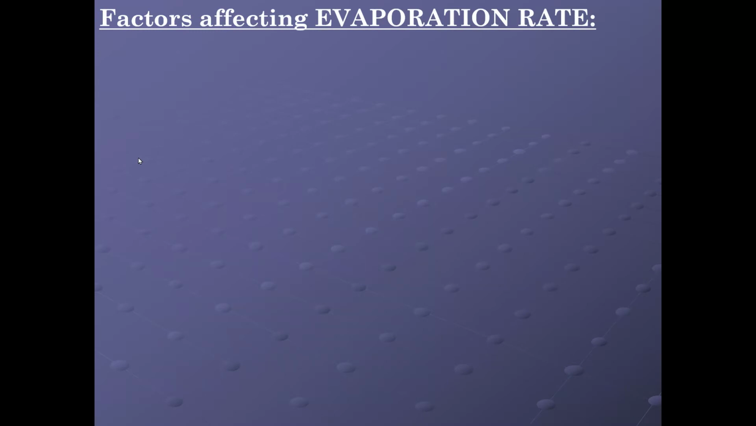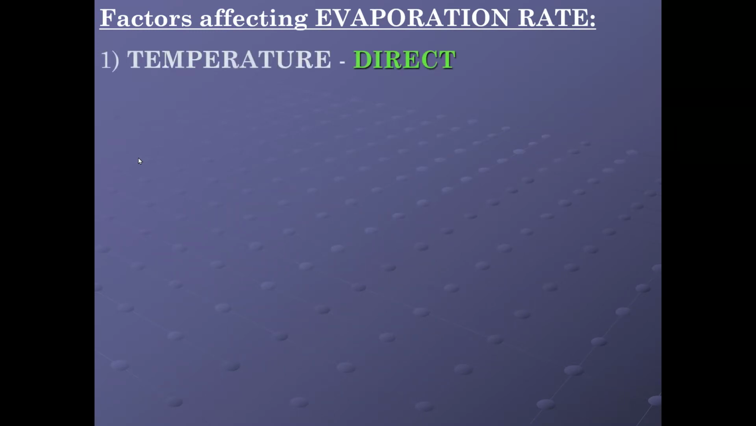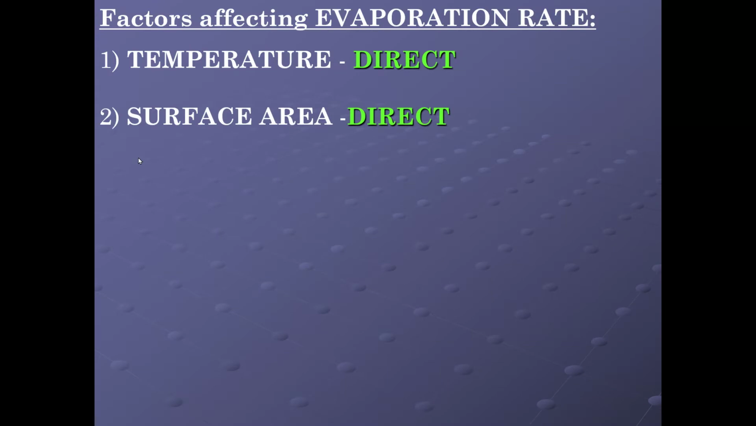So factors that affect the evaporation rate are pretty straightforward. When it's hotter, more evaporation happens. So temperature goes up, evaporation goes up, direct. Surface area, how much is exposed for evaporation to happen on.